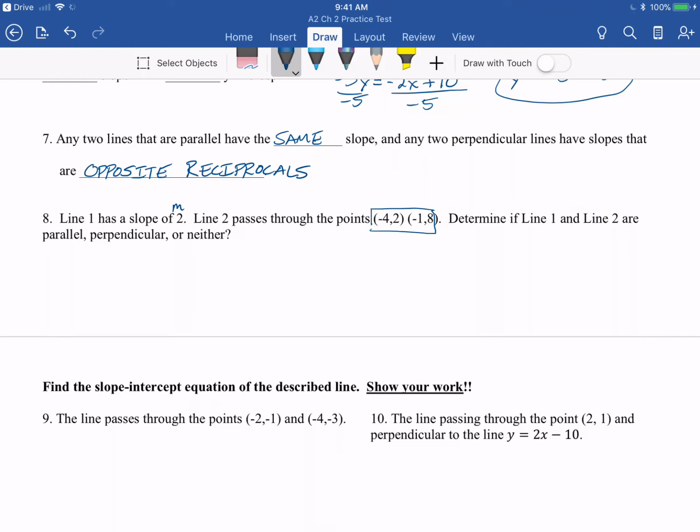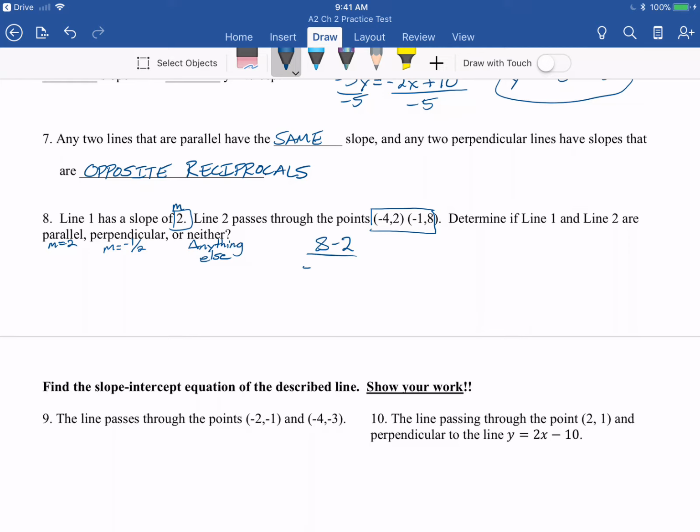So what we're going to do is find the slope of these 2 points, and then determine if it's the same as 2, if it's the opposite reciprocal of 2, or if it's neither. If it's parallel, my slope has got to be 2. If it's perpendicular, my slope is going to have to be -1/2. That's the opposite reciprocal, and anything else will be neither.